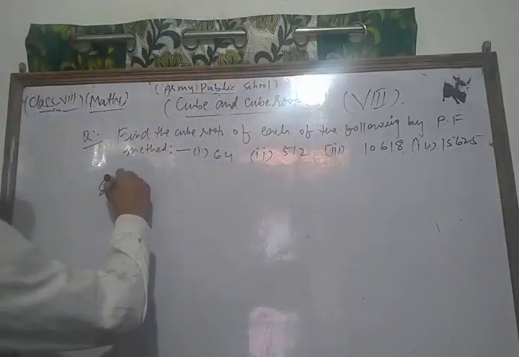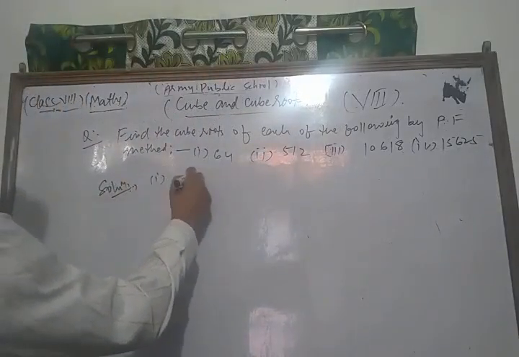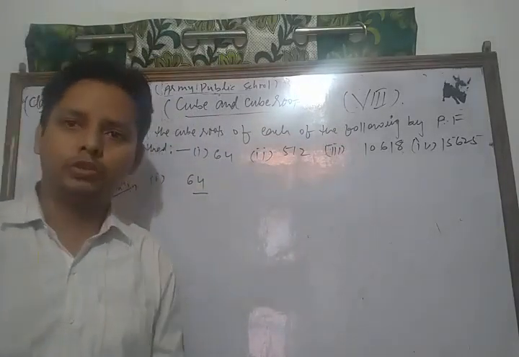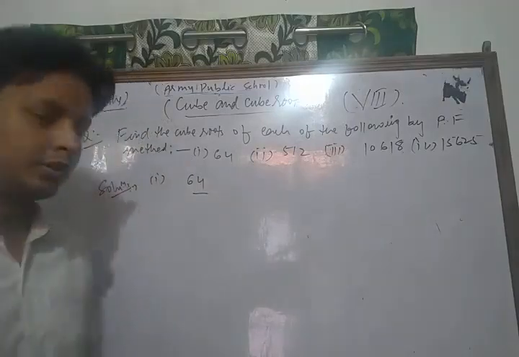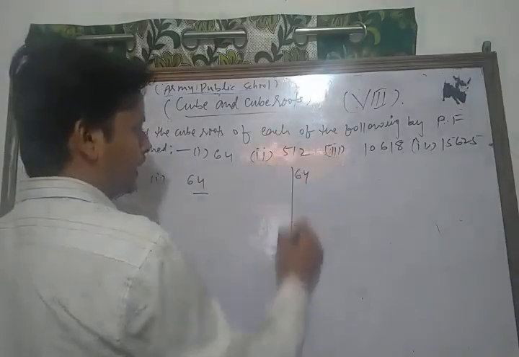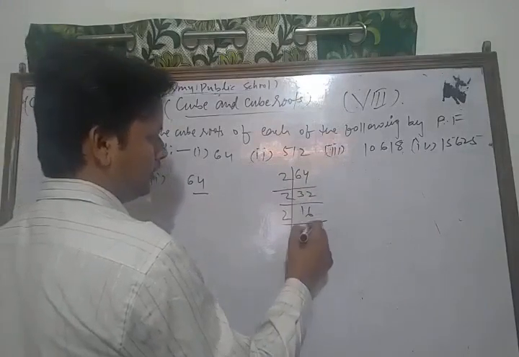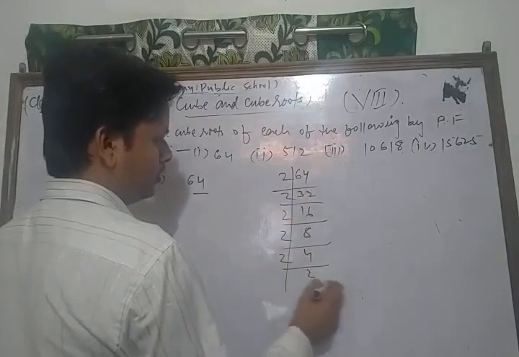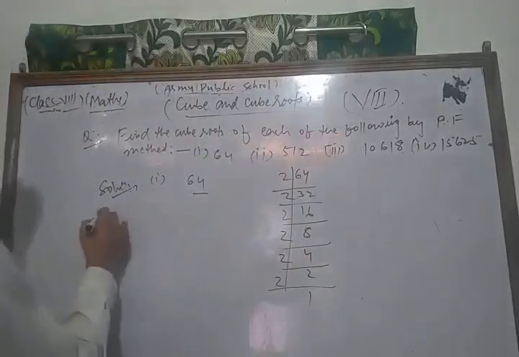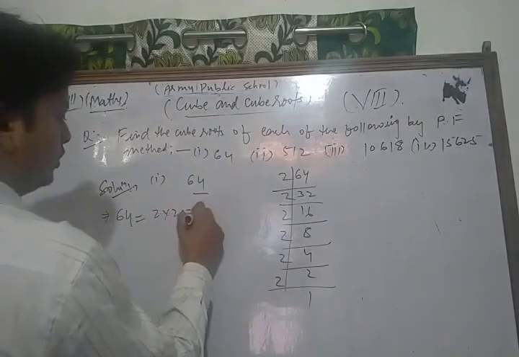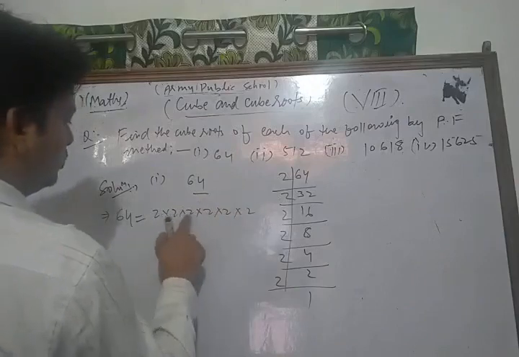So first of all, we take and solve the first part, which is given as 64. So for finding the cube root, dear students, first of all we do its prime factorization. Let's see. 2 by 2, 2 threes are 6, 2 twos are 16, 8, 4, 2 and 1. Now we can write 64 as 2 into 2 into 2 into 2 into 2 into 2. 1, 2, 3, 4, 5, 6.